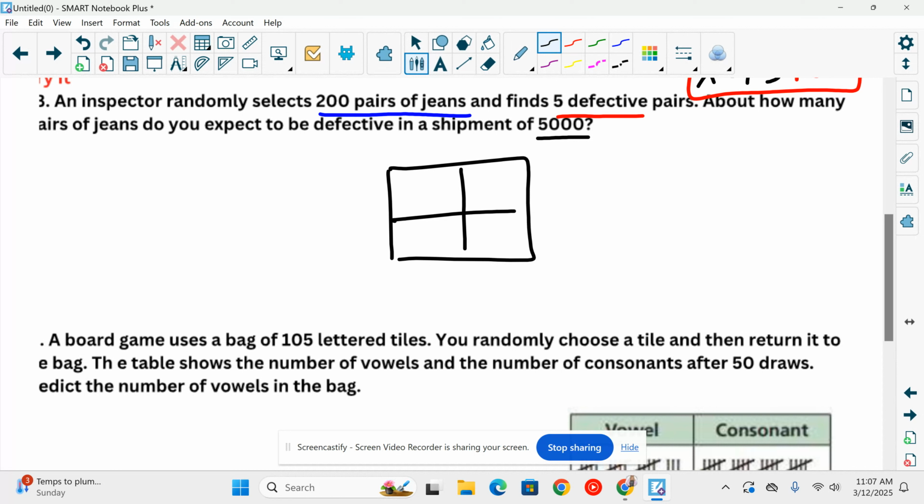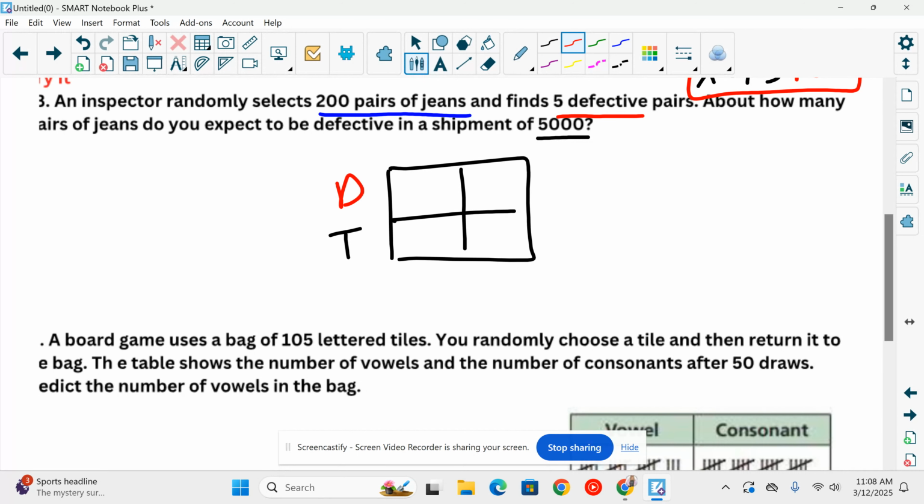We're comparing 2 things, right? Jeans. Not just jeans, but what we're going to put on the bottom here. This is our shipment total. Okay, total goes there. What's going to go at the top? What are we looking for? It says about how many pairs of jeans do you expect to be what? Defective. So we're going to look for the defective ones here. I'm going to put it in red.